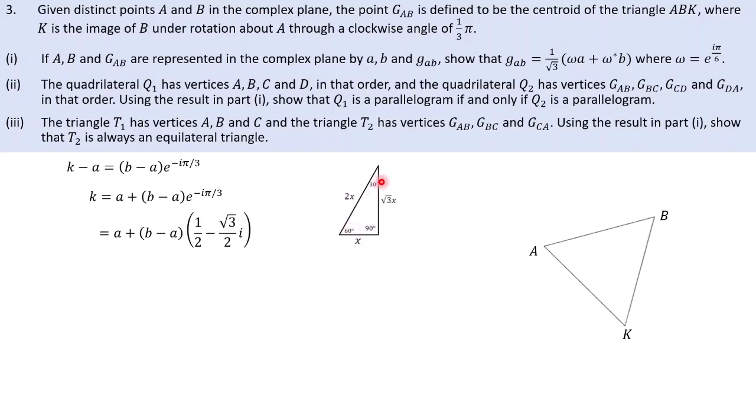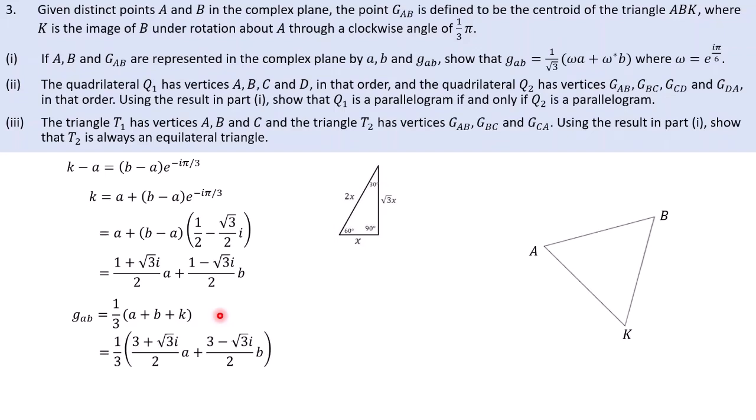Looking at the 30, 60, 90 triangle, e to the minus i pi over 3 is cosine is half, and then minus sine i, so it's minus root 3 over 2 i. So I just collect the terms: A minus half, so I have half A, and then minus A times minus root 3 over 2, so plus root 3 over 2 i A. B is just this thing, so half minus root 3 over 2 i B. Okay, and then G is just the centroid, is 1/3 of A plus B plus K, so I just substitute in.